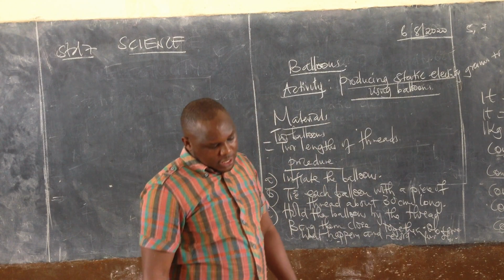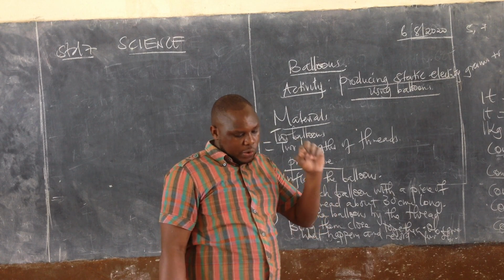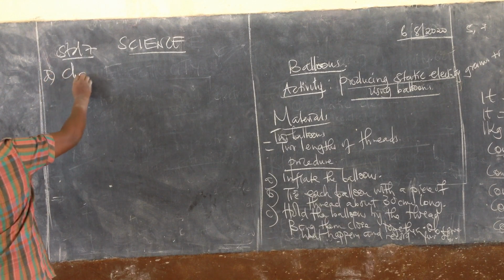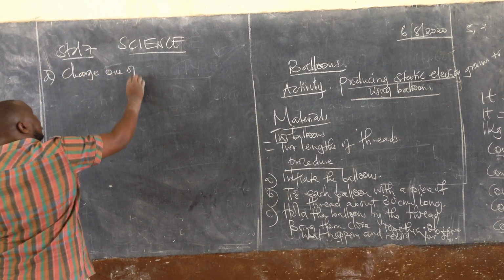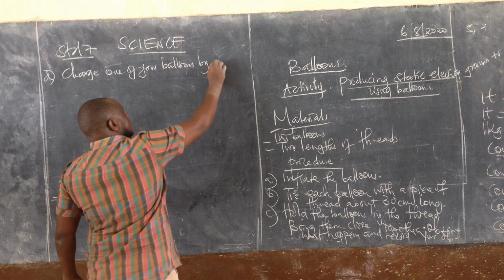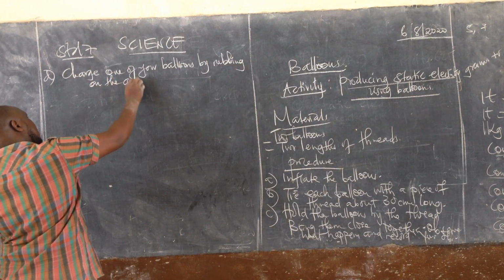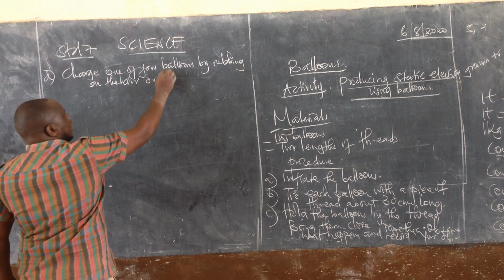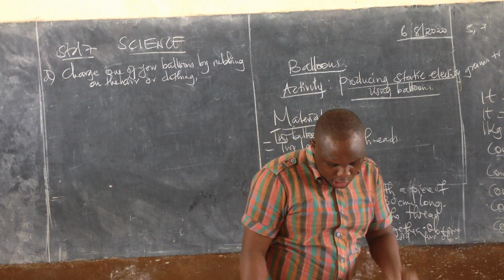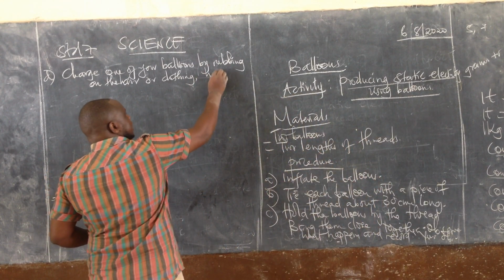Number 4, now charge one of the balloons by rubbing it several times on your hair or on your clothes. Then what are you supposed to do for doing that? Hold all the balloons by the threads and once again bring them close.